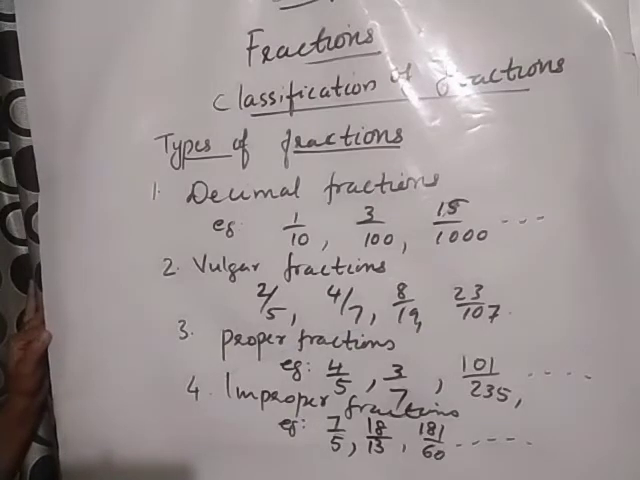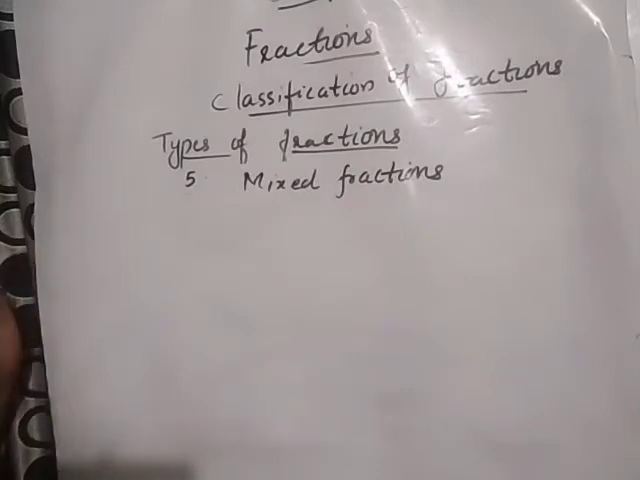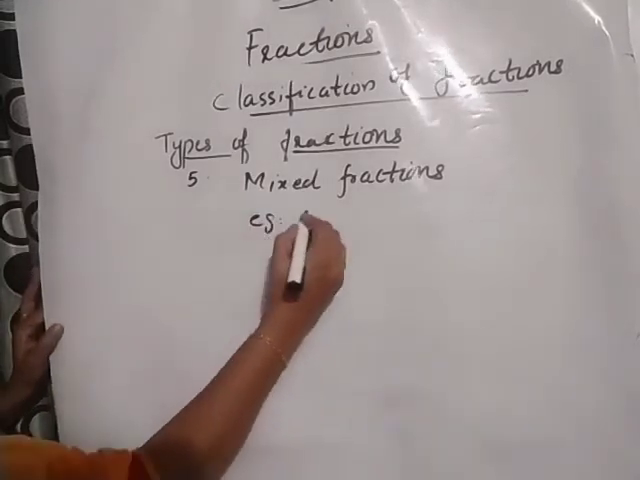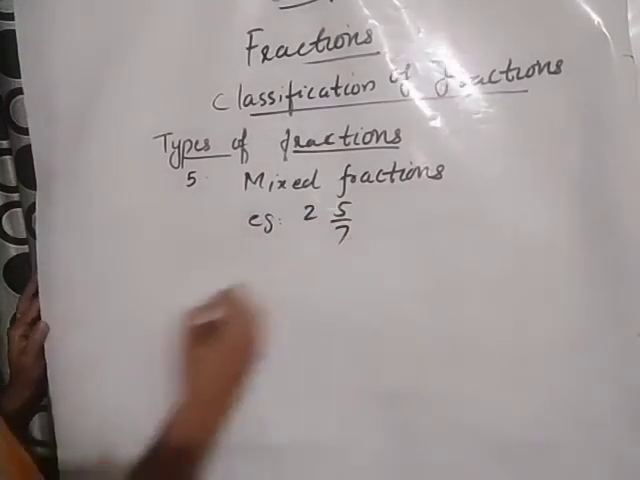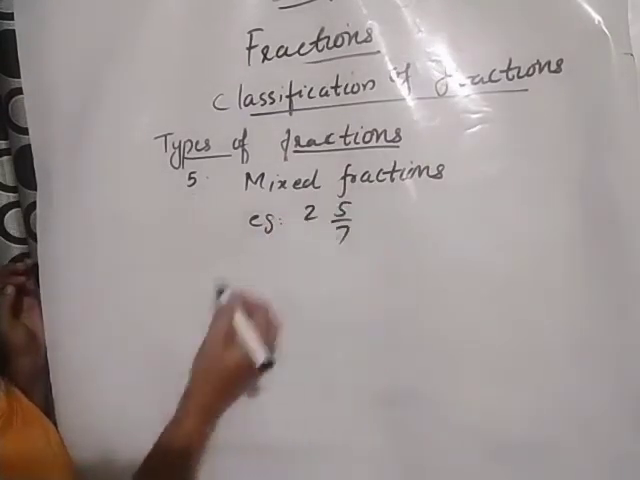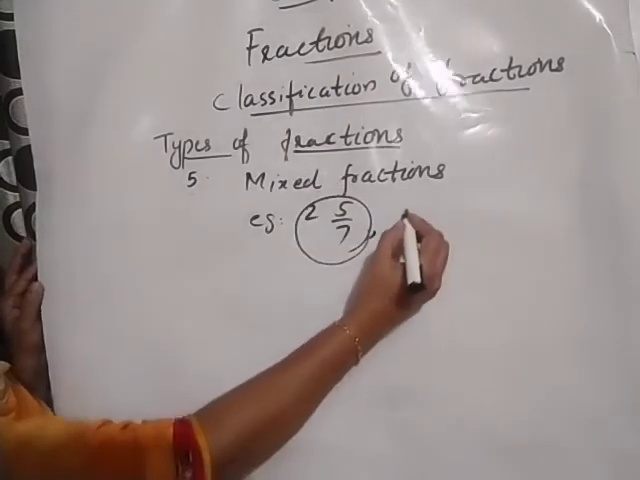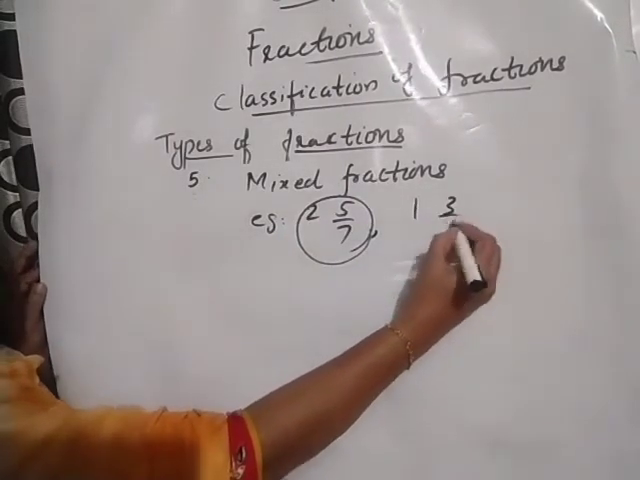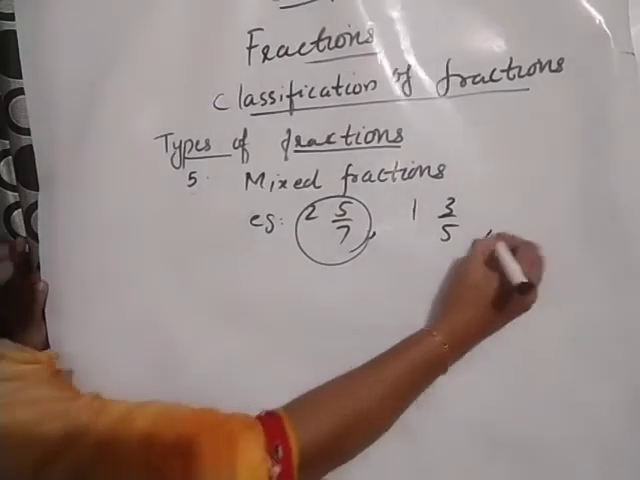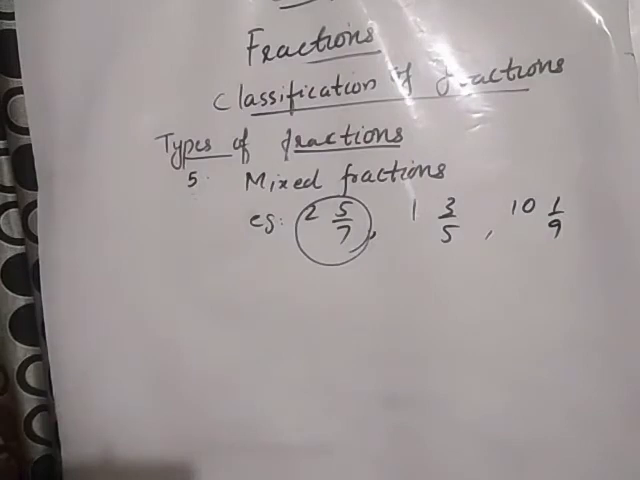Now the fifth type is mixed fractions. It consists of an integer and a proper fraction. For example, 2 and 5 by 7 is an example of a mixed fraction. 2 is an integer and 5 by 7 is a proper fraction. So this together is called a mixed fraction. Another example, 1 and 3 by 5, 10 and 1 by 9. These are mixed fractions.